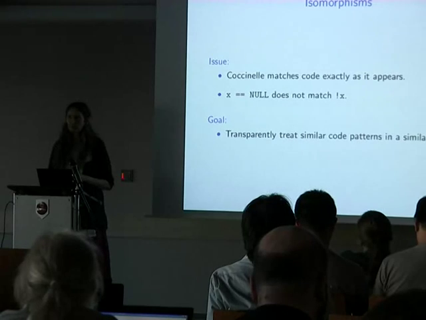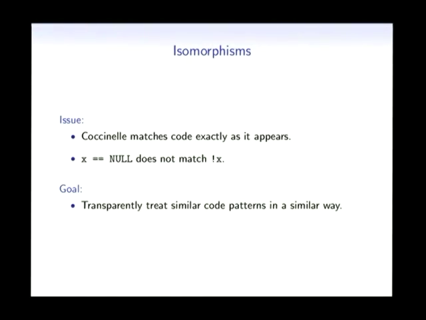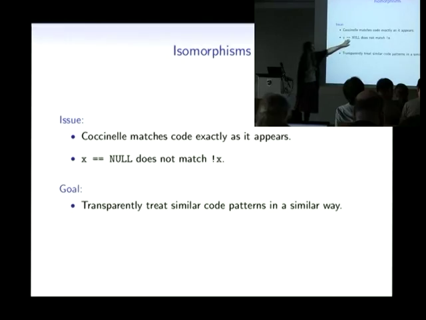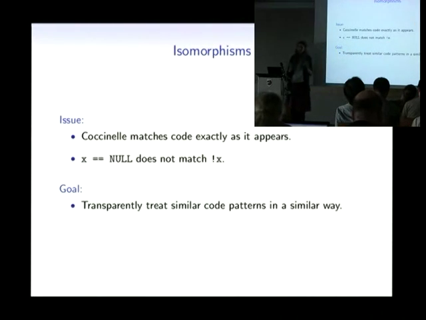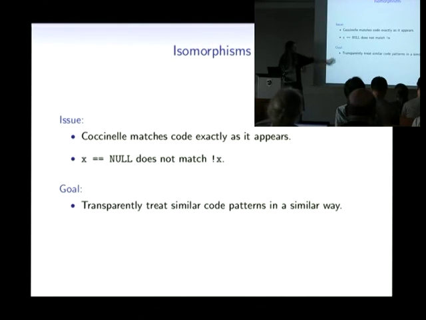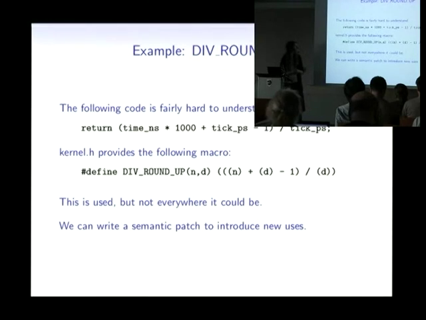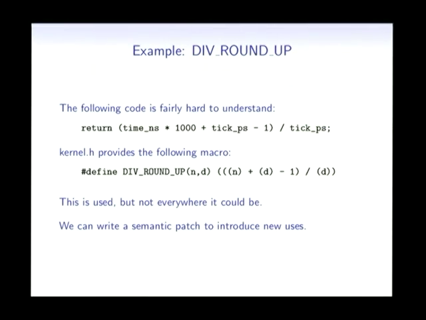So isomorphisms, I talked about this a little bit already. Coccinelle matches code exactly as it appears. Sometimes that's what you want. Sometimes it's not quite what you want. Sometimes it's overspecified. The problem is if you write x == NULL, then it's not going to match !x. And so you'd have to have a bunch of disjunctions in your code to match all the different possibilities. There are a lot of these things, you might not think about them in advance, and your patterns would get very complicated. So what we want to do is transparently treat similar code patterns in a similar way. So here's a macro, DIV_ROUND_UP.